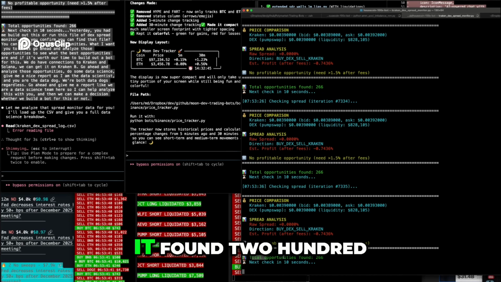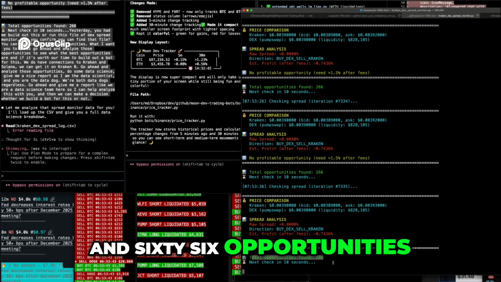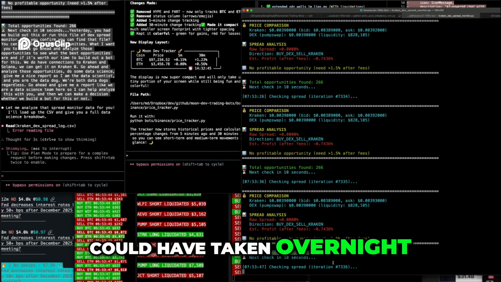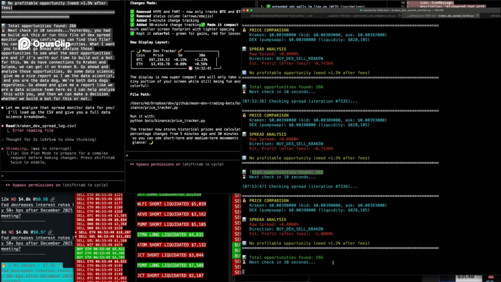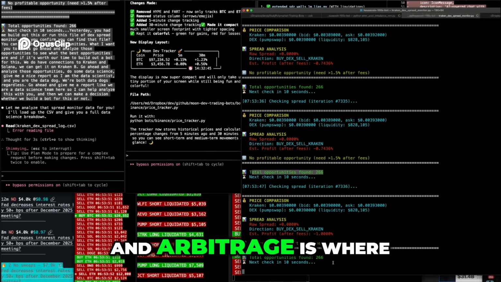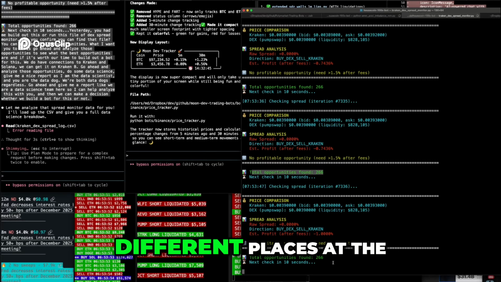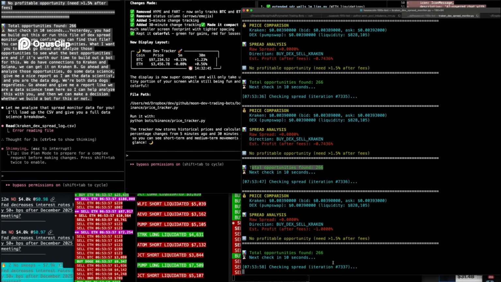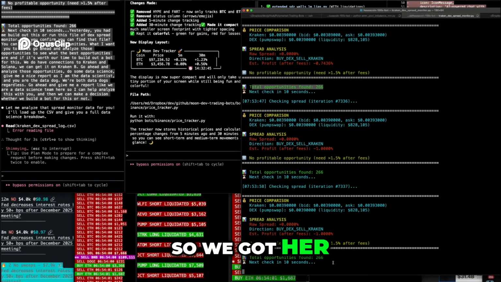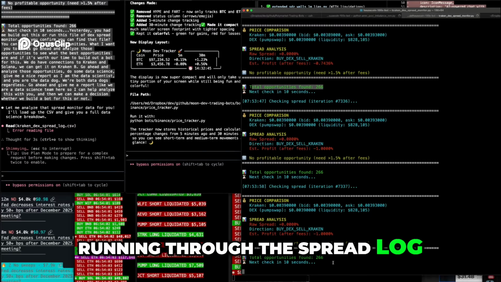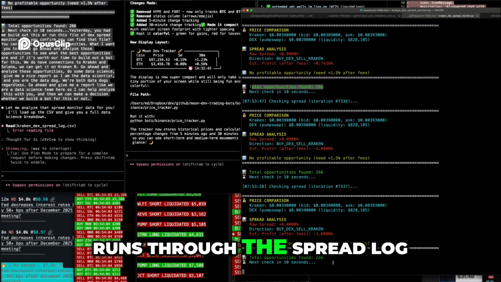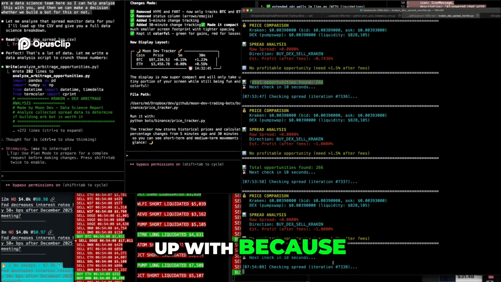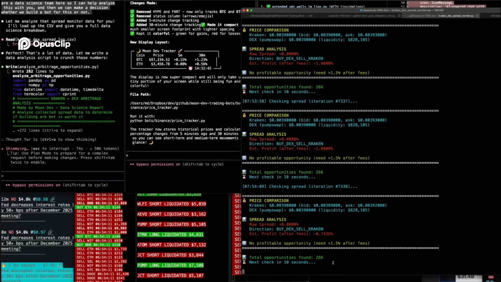That being said, it found 266 opportunities. That's 266 trades it could have taken overnight. That's pure arbitrage. And arbitrage is where you're able to buy and sell in two different places at the same time to lock in an automatic profit. So we got her running through the spread log. I'm going to get some jumps in while she runs through the spread log. Let's go ahead and see what she comes up with, because if she's going, I'm jumping.